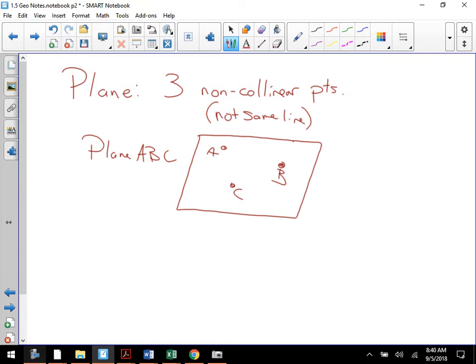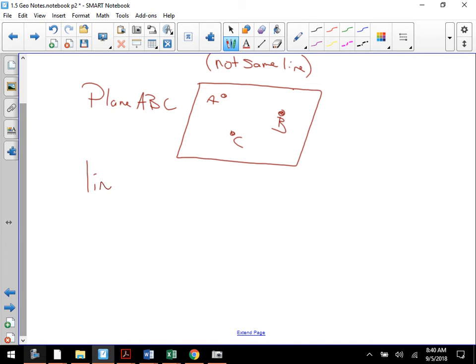Lines. How many points do you need for a line? 2. Correct. For lines, you just need 2 points. When you're drawing a line, you have to have the arrows that go through it, because it means it's continuous, infinite in both directions. It doesn't stop. When I label it, we would call this line XY with the double arrows above it.